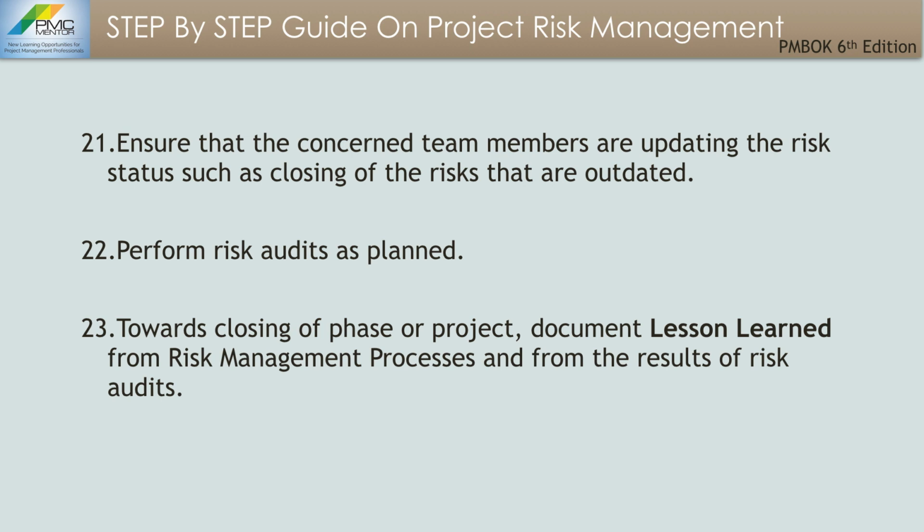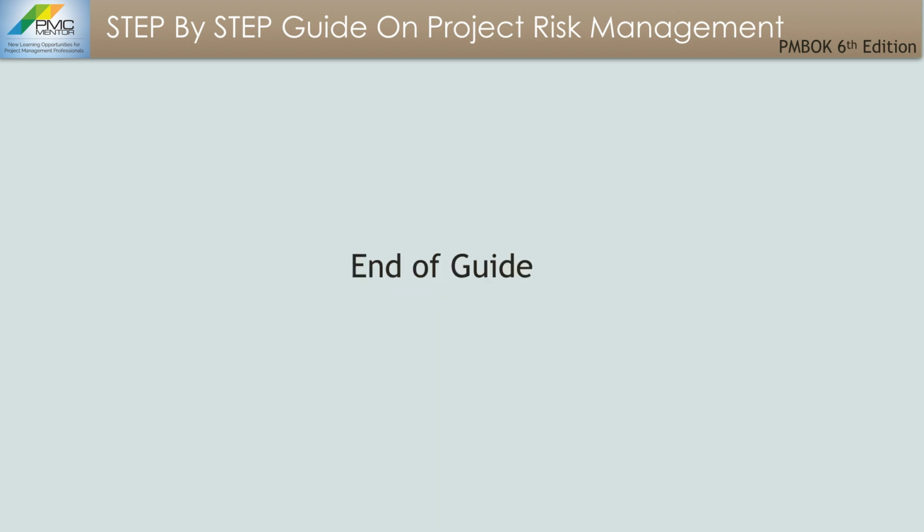Number 21, ensure that the concerned team members are updating the risk status, such as closing of the risks that are outdated. You should perform risk audits as planned in your risk management plan. Towards closing of project or phase, document lessons learned from risk management processes and from the results of risk audits. This last step marks the end of this guide.